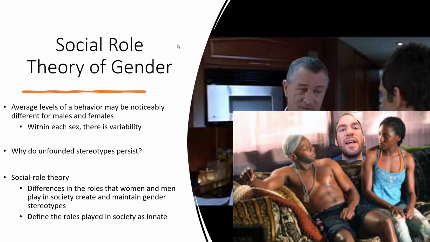And jumping ahead a little bit in the interest of time, the social role theory of gender, just to highlight this a little bit more. Average levels of behavior may be noticeably different for males and females. Within each sex, there's variability. Why do unfounded stereotypes persist? Social role theory: differences in the roles that women and men play in society create and maintain gender stereotypes. Define the roles played in society as innate.